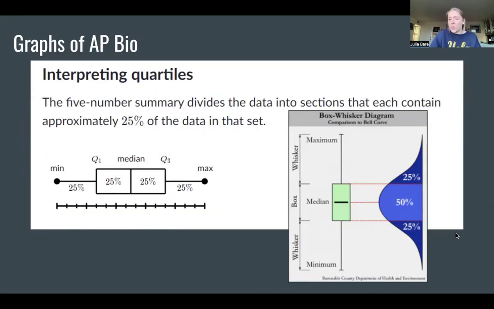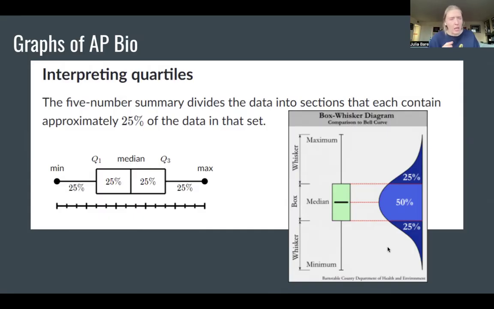Now, the best way to think about a box and whisker plot is by thinking about a bell curve. If you've ever taken statistics or looked at a bell curve, what a bell curve shows is the variation in a data set and how much of that variation falls within the norm, or within the average or the median, right? So if we're looking at this data set here, the box of a box and whisker plot is going to be 50% of the data. Each whisker is going to be 25% of the data.